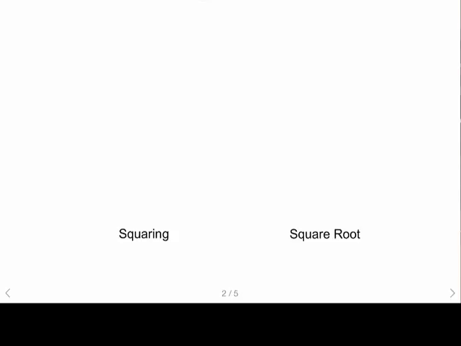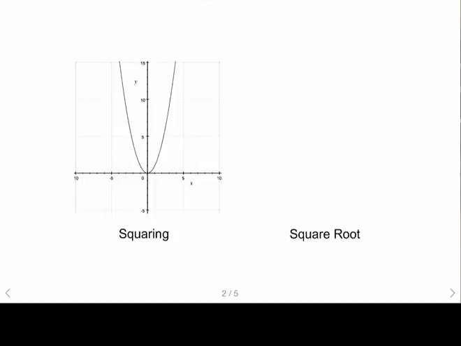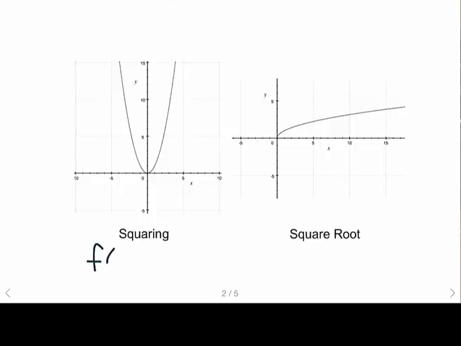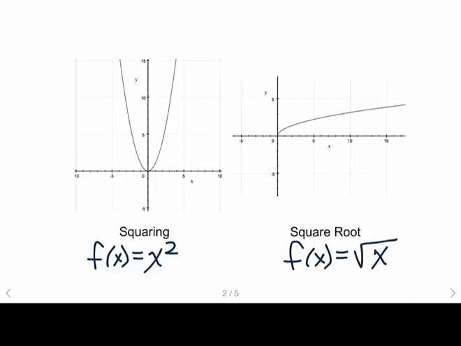The squaring function is what we call a parabola. And I'll show you the square root function, and then we'll kind of analyze these a little bit. The square root function looks like half of a parabola on its side, and that's because it is. As far as the expression, the squaring function is f of x is equal to x squared, and the square root function, you've probably guessed, is f of x is equal to the square root of x.